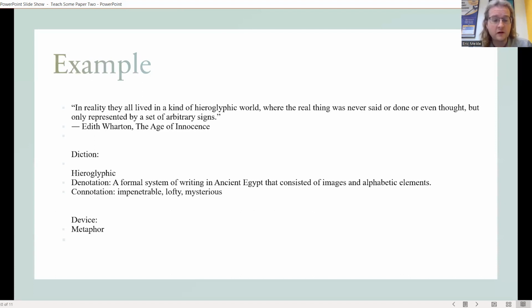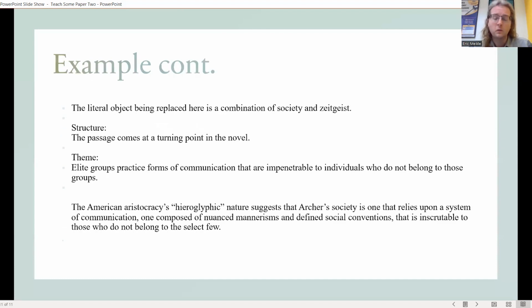So taking this diction, we look at the device, the second unit of meaning. Here, the device being enacted is a kind of metaphor where we replace the literal thing, the society of the world Archer, the main character of The Age of Innocence, lives in, with a figurative phrase, hieroglyphic. So we just take this together, take that connotation, insert it into where the literal meaning would be.